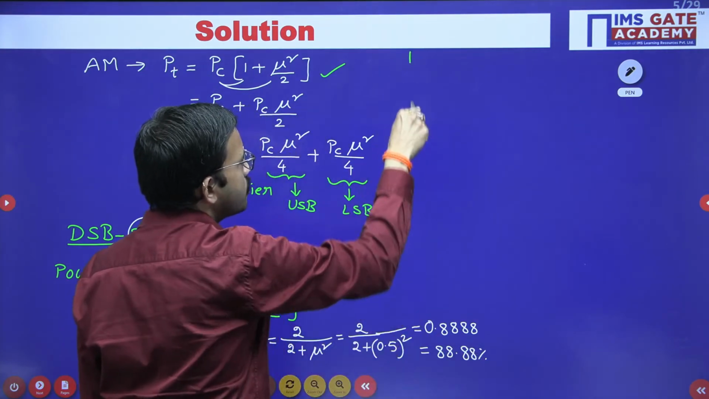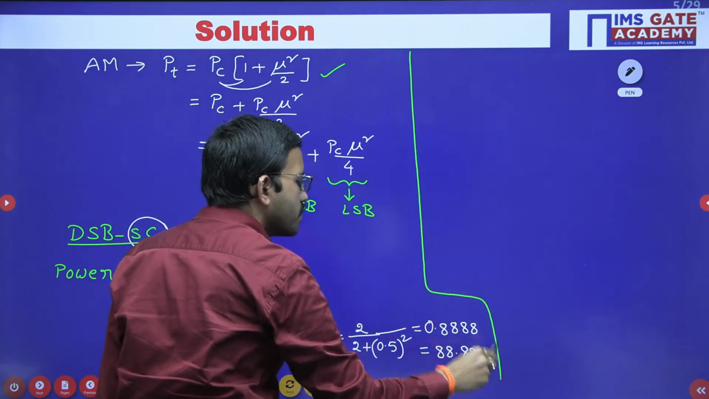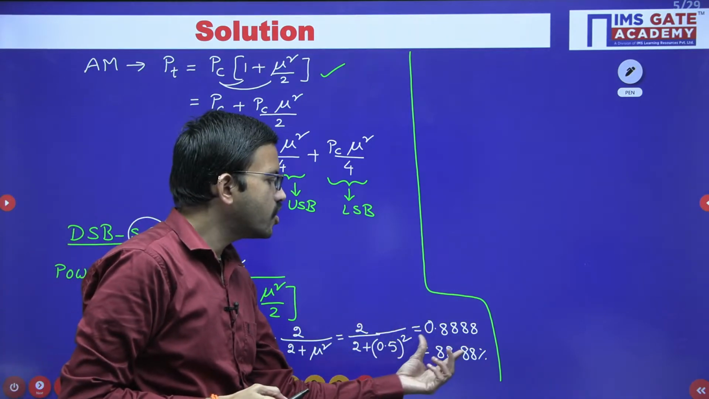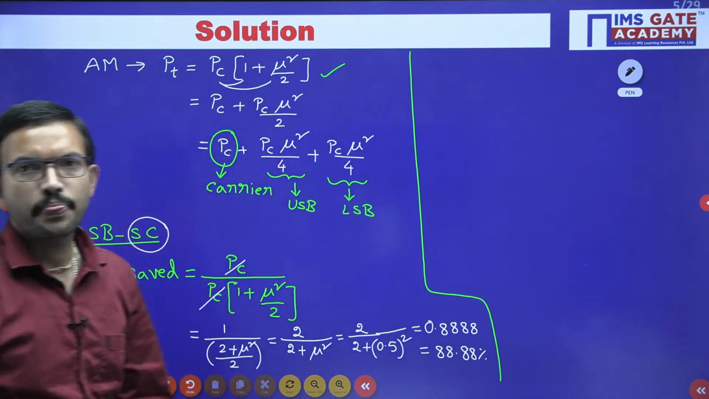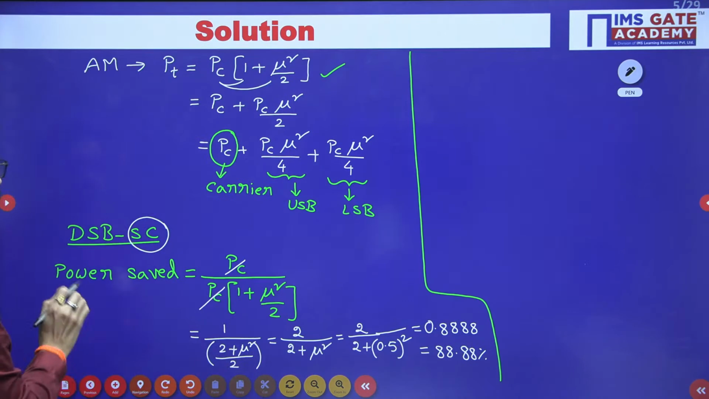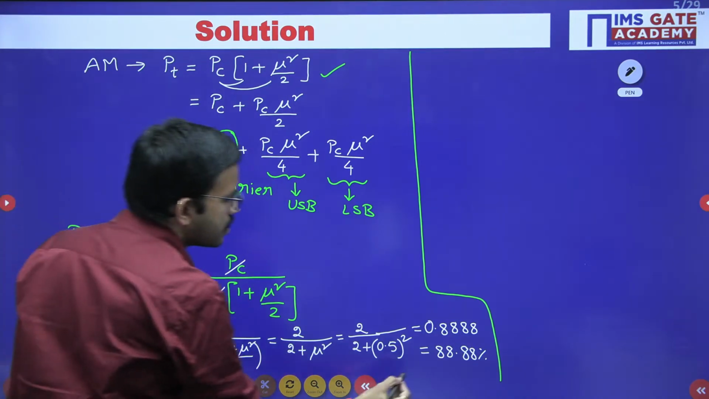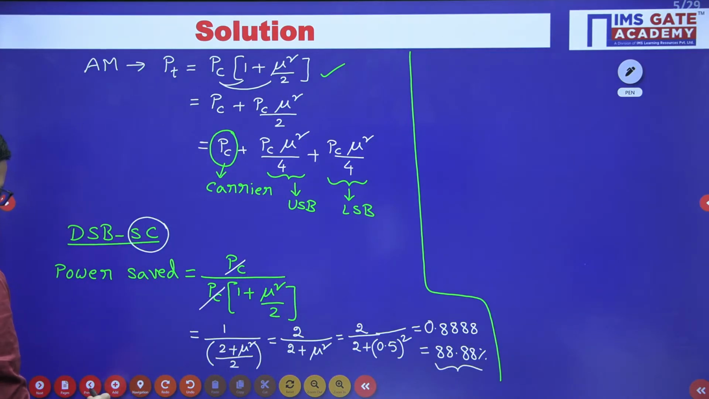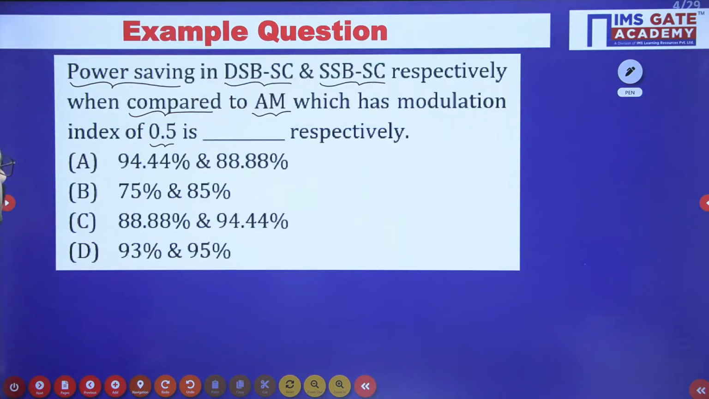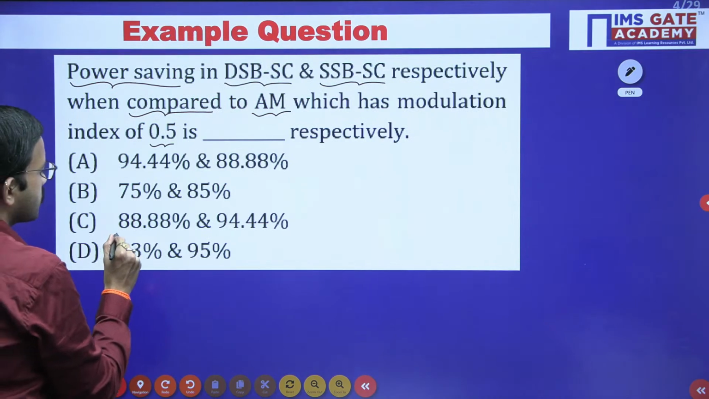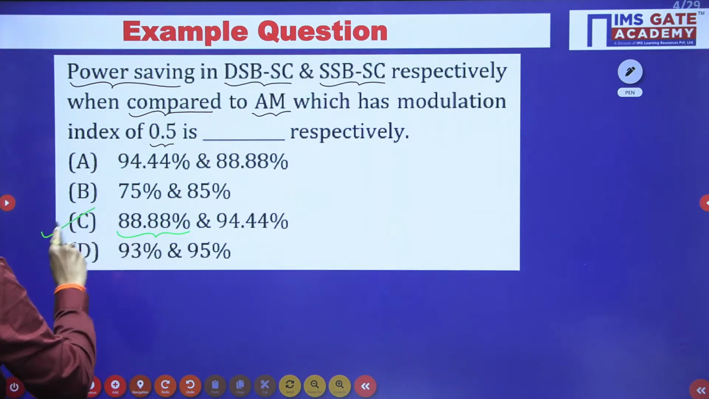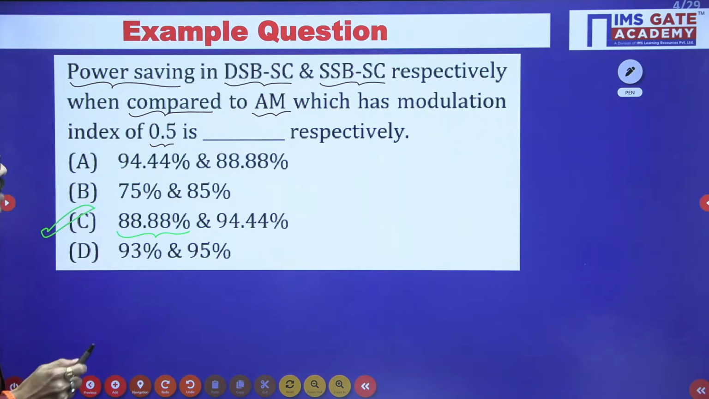So what are the normal value you got? Because options you are having in terms of percentage, what are the normal value you got, you can represent in terms of percentage, right? Yes. So regarding DSB-SC, the amount of power saved is 88.88%. So regarding 88.88%, we are having only one choice. So obviously you can choose option C.